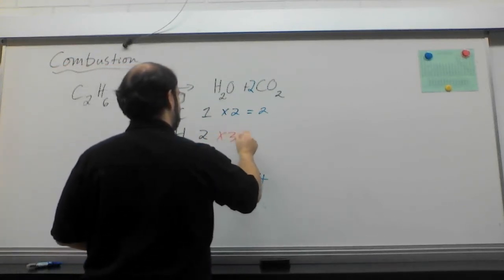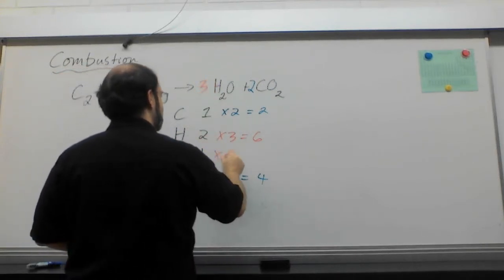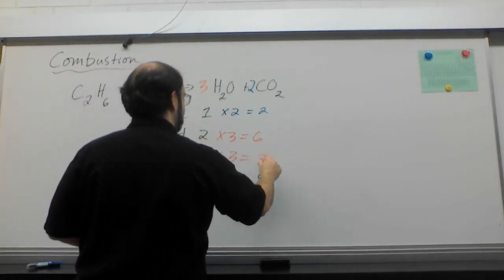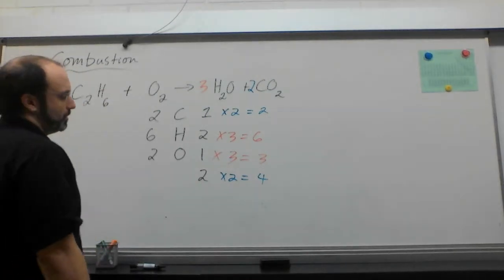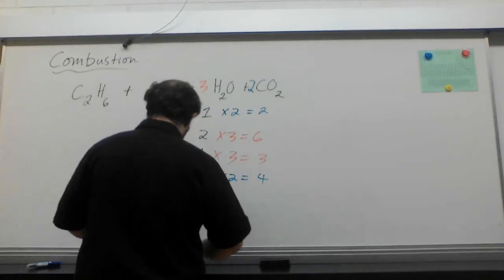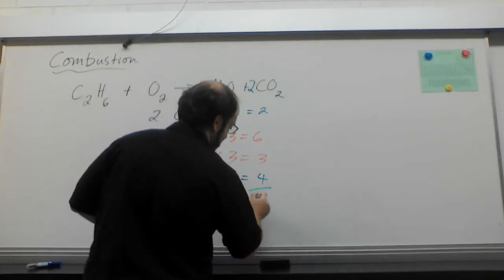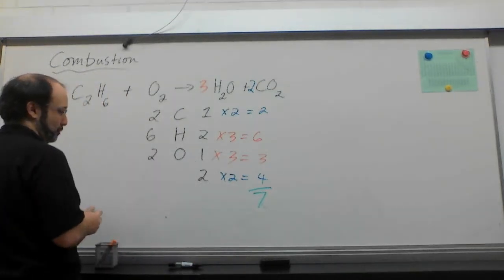So we're going to times this by 3 to make 6, because that's what I have over here. So that means a 3 in front. That's going to times 3. That equals 3. So at this point, I've got 3 and 4. So in total, I have 7 oxygen. On this side, I have 2.